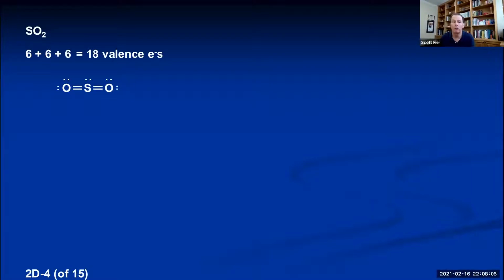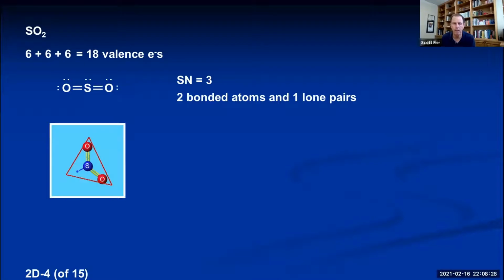How many lone pairs does the sulfur have? Not how many lone pair electrons, how many lone pairs? 1. So the steric number of this central atom is 3 because the sulfur has 2 bonded atoms and 1 lone pair. Those 3 groups always spread themselves out, like we did before in BH3, as a trigonal planar shape like this. The O's take 2 of the spots, the lone pair takes the other spot like this.